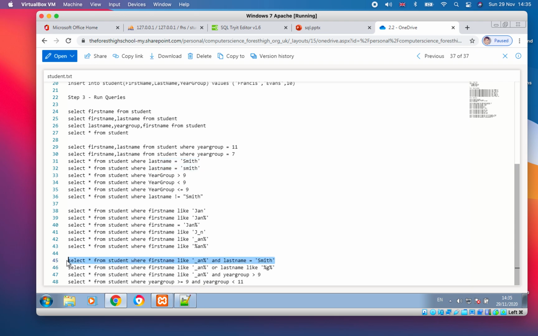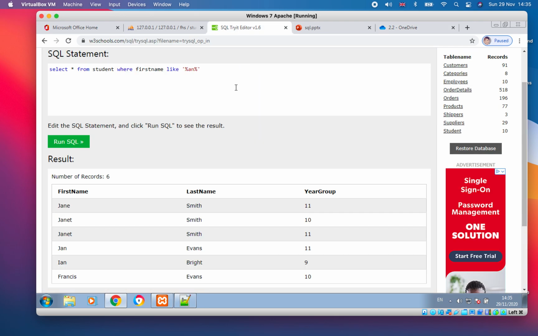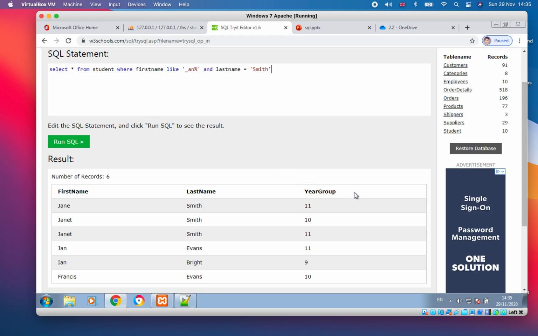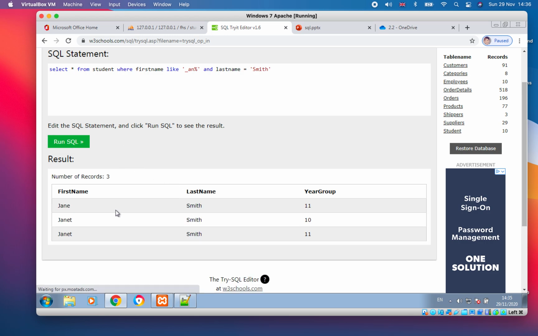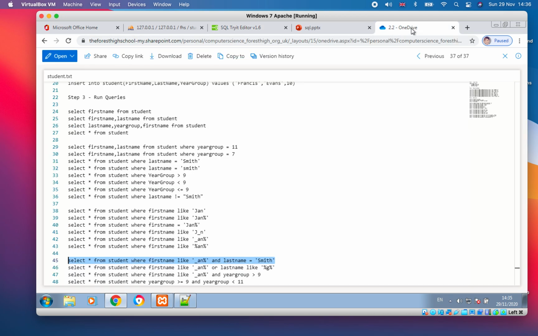So copy that. Paste in the editor. We should just have the three Smiths. There we go. Jane, Janet and Janet. Let's take a look at the next query. Try and work our way through it.